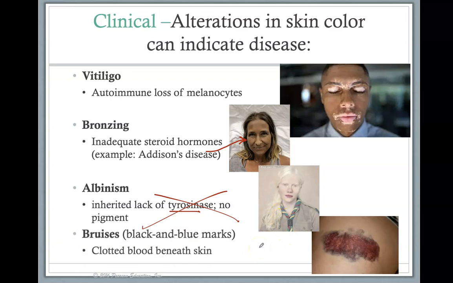And then bruising. The black and blue marks that you see in bruising are basically just due to clotted blood underneath the skin. You damaged some of the blood vessels in the dermis by an intense hit, and those blood vessels broke in the dermis. Then as the blood clotted underneath there, you ended up with that kind of blue and black coloration.